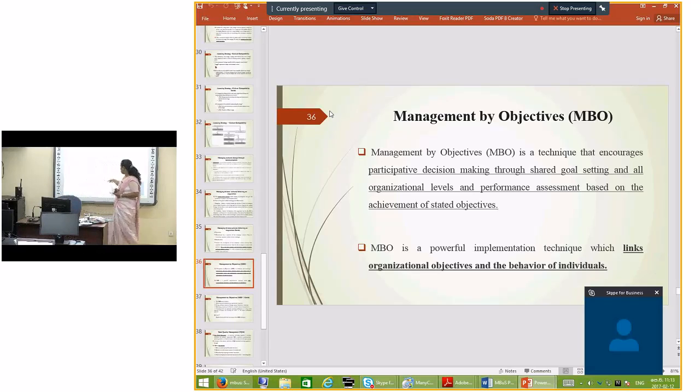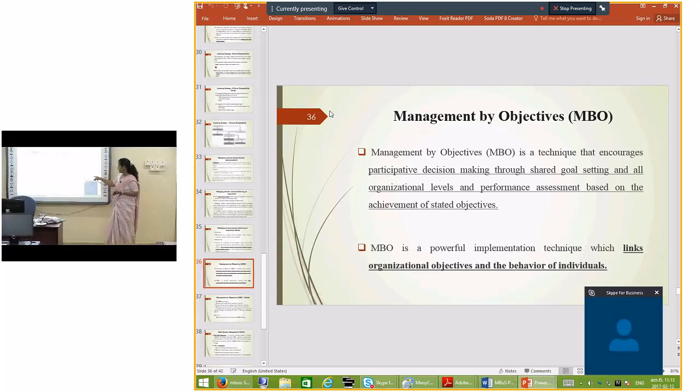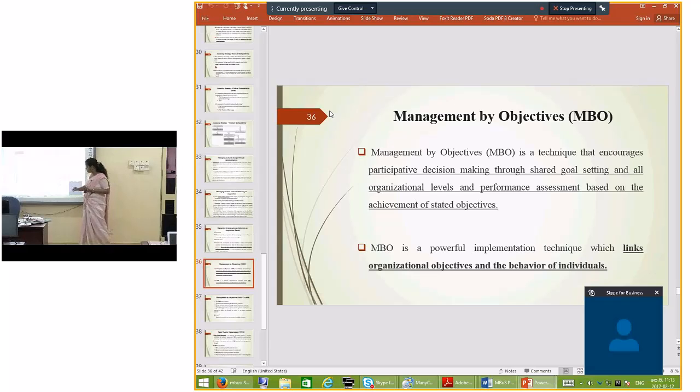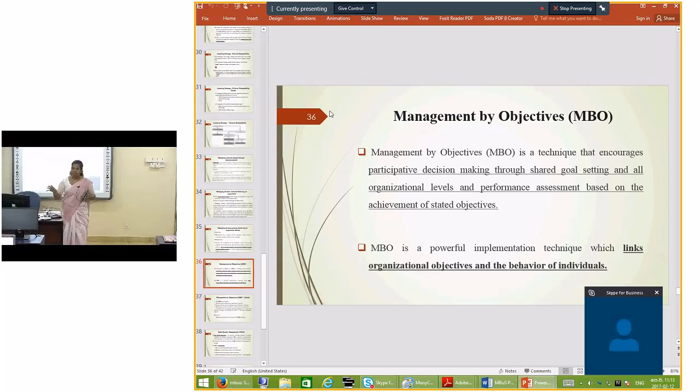Here you can look: MBO is a powerful implementation technique which links organizational objectives and the behavior of individuals. Assume a particular employee is working very slowly. Even though you are working slowly, the performance assessment goes by the speed of working. If you have not reached the target of 10, as we gave the target as 10 items, 10 manufactured items per day, then you might not be able to get the performance bonuses.